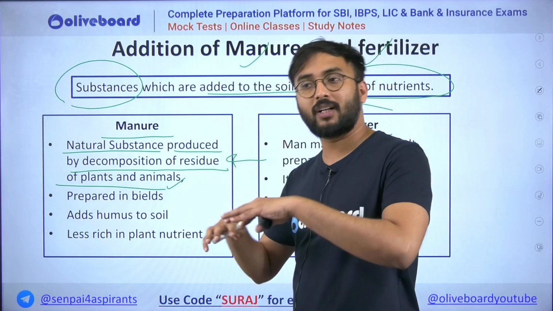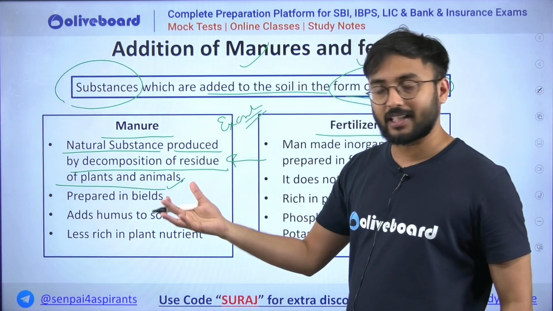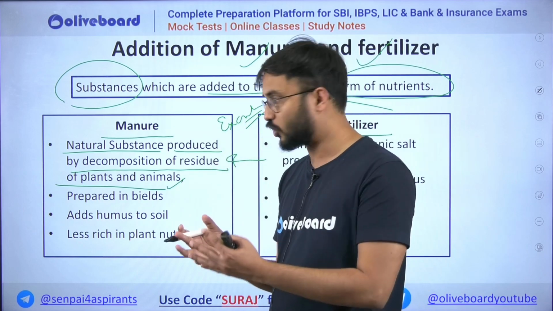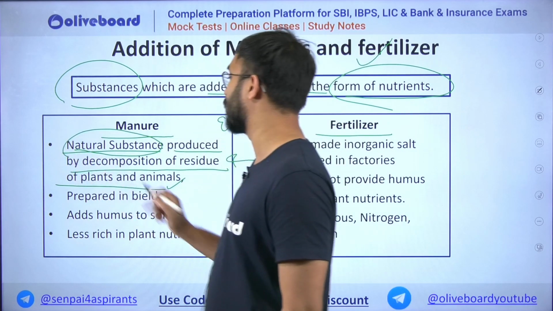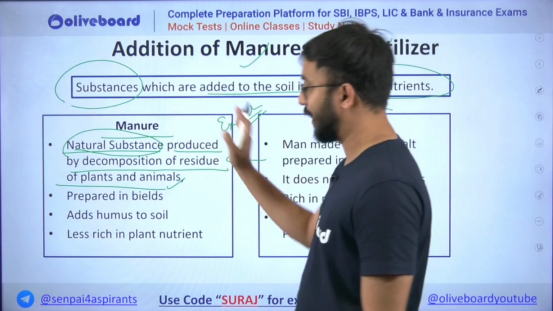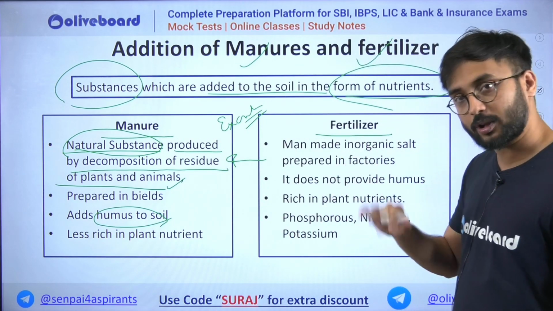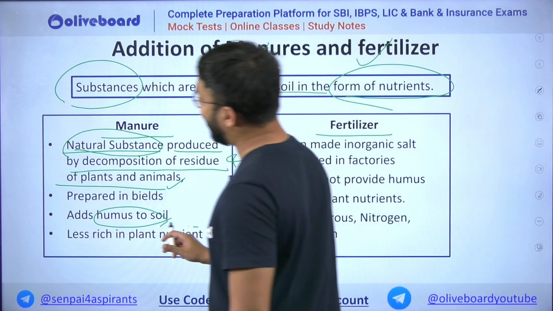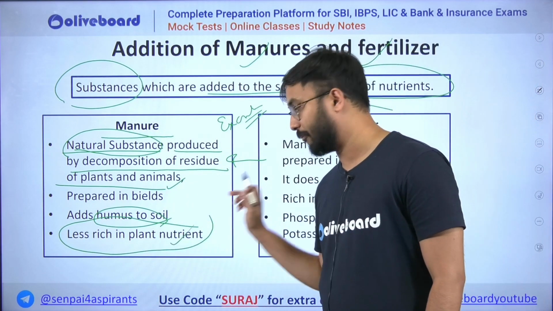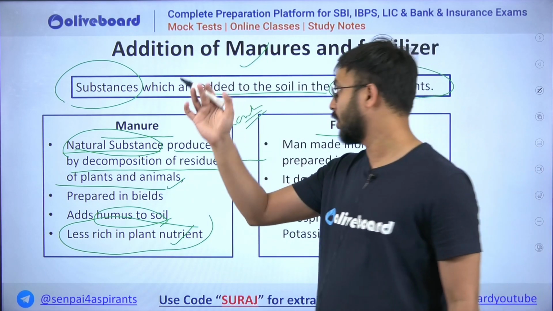All such excreta and waste material from the animals and plants, remains of plants which are organic or natural in nature, from that if you create a natural substance which provides nutrition to the crop, that is called manure. If you see, it adds organic content, that is humus, to the soil, but such organic manures have less nutrient component in them. So they would have less nitrogen, phosphorus and potassium but high humus.